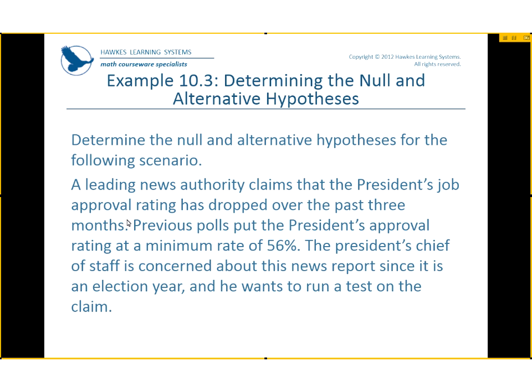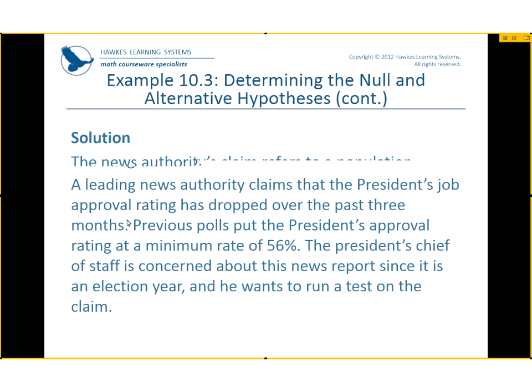Okay. So determine the null and alternative hypothesis for the following scenario. The leading news authority claims that the president's job approval rating has dropped over the past 3 months. Previous polls put the president's approval rating at a minimum rate of 56%. The president's chief of staff is concerned about this news rate since it's an election year, and he wants to run a test on the claim.